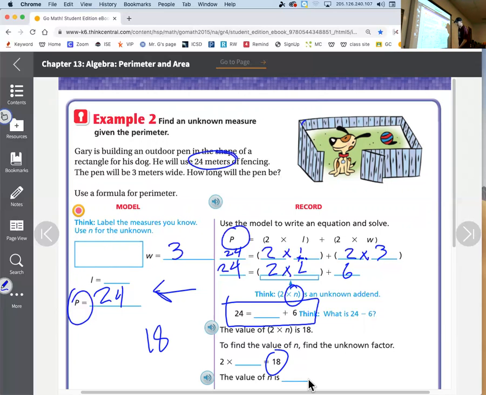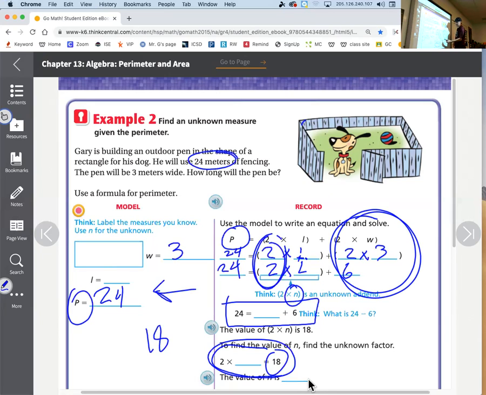So now you got to think, okay, I've got 2 sides that equal 18. The top and the bottom equal 18. Okay? Because we did the width. The width is right here, and that's our 2 sides. But we got 2 times something equals 18. So what times 2 is 18? It is 9. The value is 9. So we can plug this in. We could go 9 and 9. What's 9 plus 9? 18. 3 plus 3 is 6.